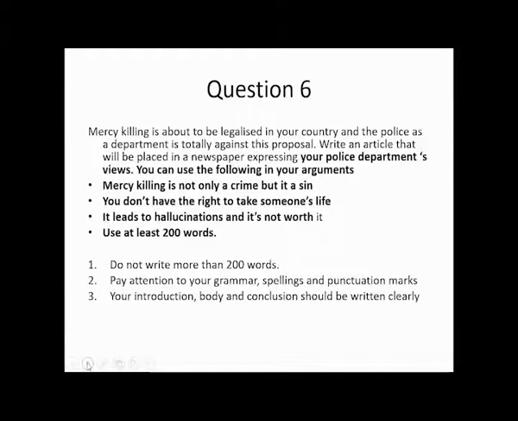Question 6. Mercy killing. This is an example. You might be asked to write a passage. Not you might. You will be asked to write a passage. Now, this is an example of a passage that you might get. Mercy killing is about to be legalized in your country, and the police as a department is totally against the proposal. Write an article that will be placed in the newspaper expressing your police department's views.